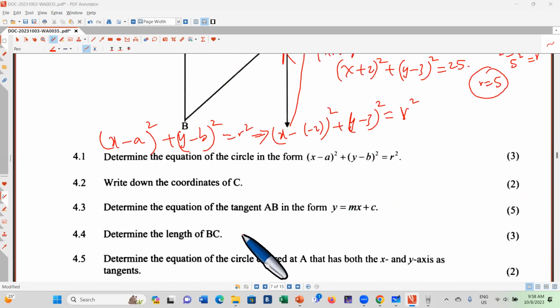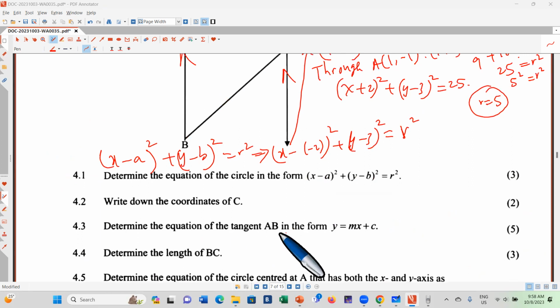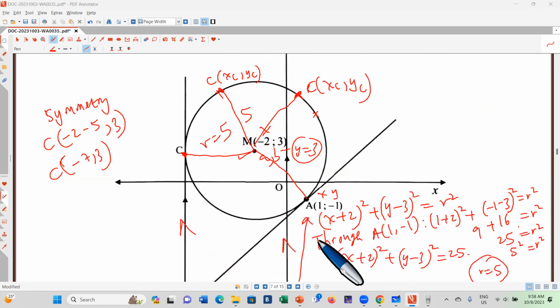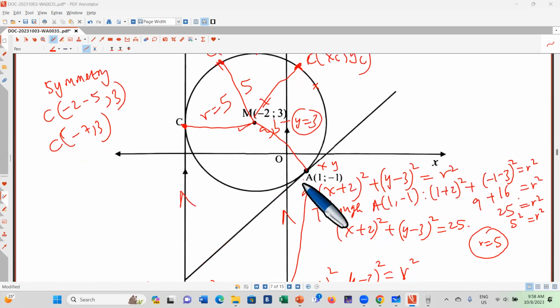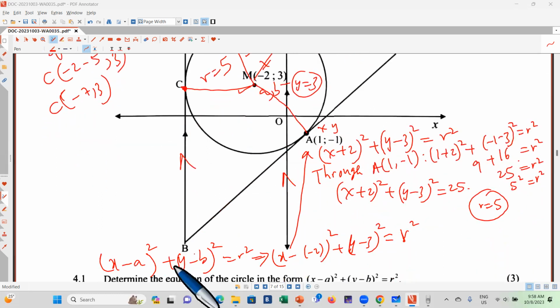Now we want to find the equation of the tangent AB, for 5 marks. We have A here and B. We want to find this equation. How do you find it? It's obvious. To find the equation, first you realize that AB passes through the point A with coordinates (1, -1). But now you need to find the equation of a line.